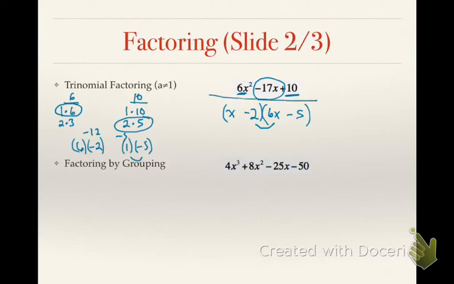Now with these types of factoring, it's always, I think, a good idea to double check it by multiplying it out. Okay, let's just check it. 6 times x squared is 6x squared. x times negative 5 is negative 5x. Negative 12x plus 10. Look at that. That gives you negative 17 as a middle term. Yeah, it works. Always a good idea to double check it.